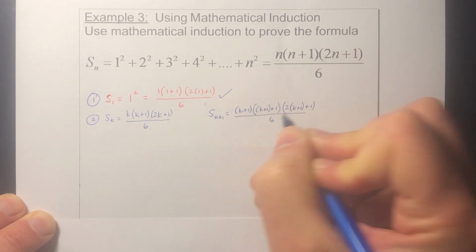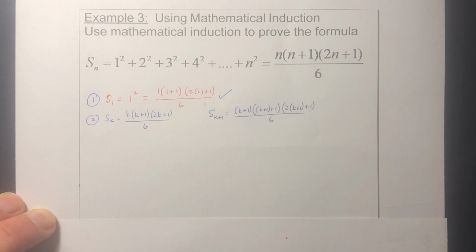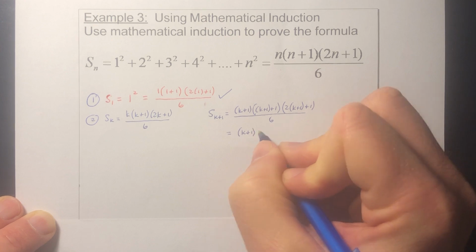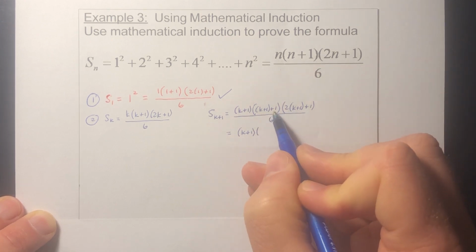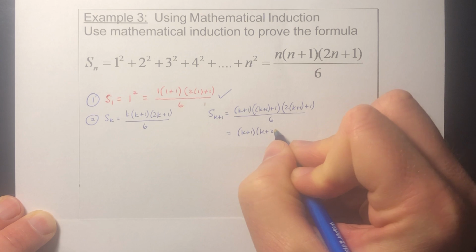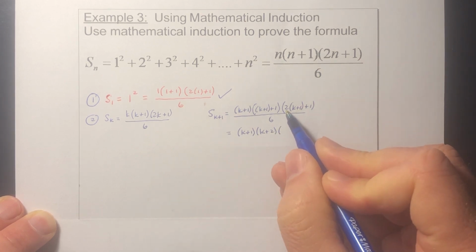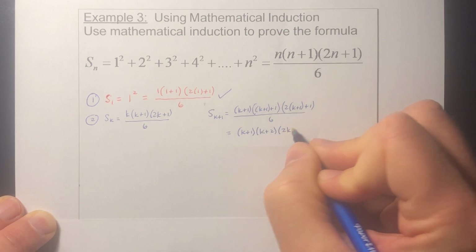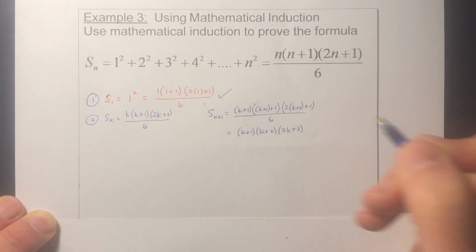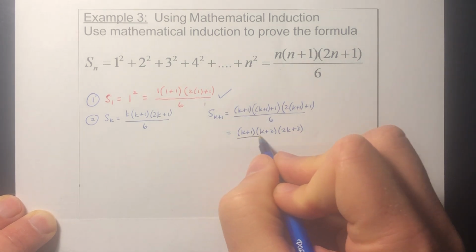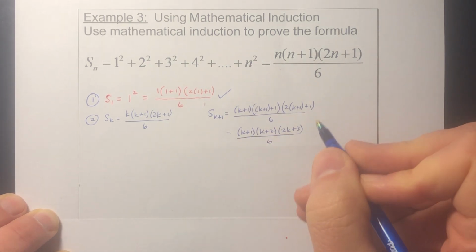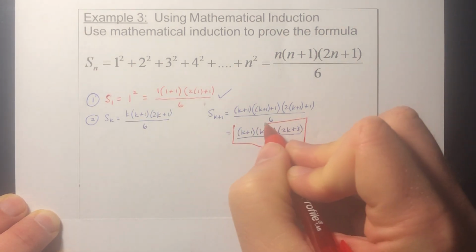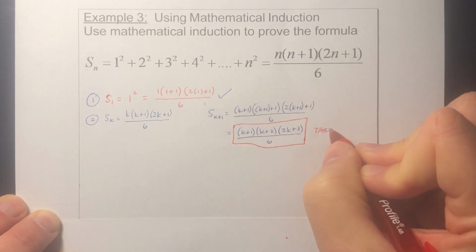Now we're going to clean all this up, and remember, this is our target. All right, so if we clean all this up, we have k plus 1. This k plus 1 plus 1 is going to be k plus 2. Now here, when we distribute the 2, it's going to be 2k plus 2 plus that 1. That will give us 2k plus 3. And then don't forget, this is all over 6. So this right here is our target. That's what we need to get to.